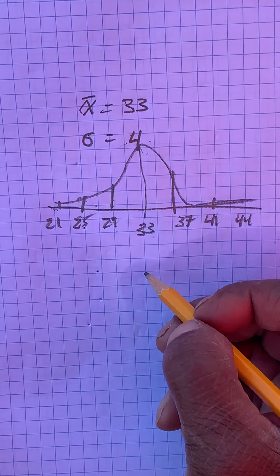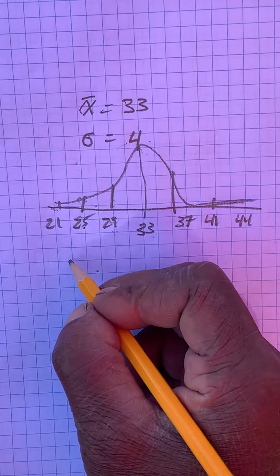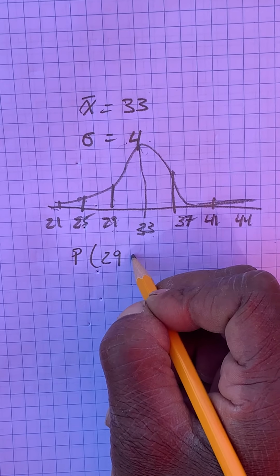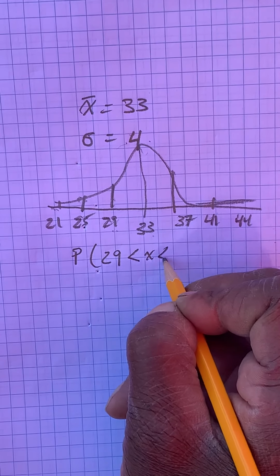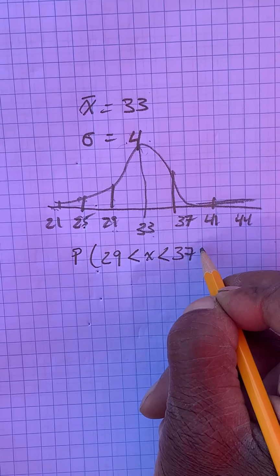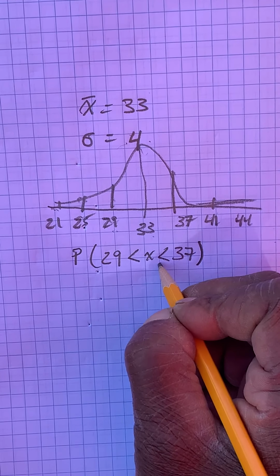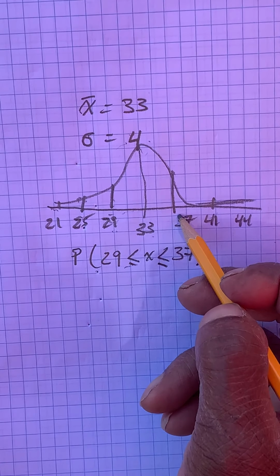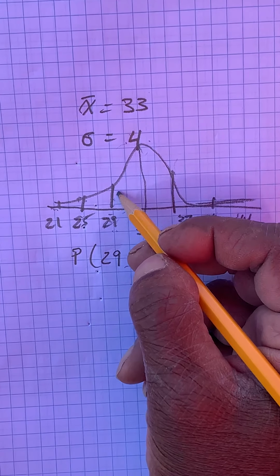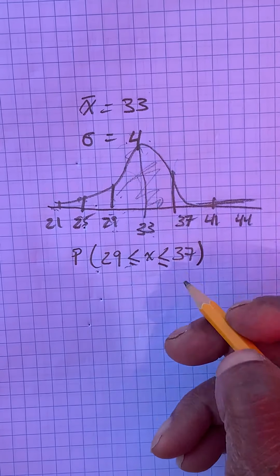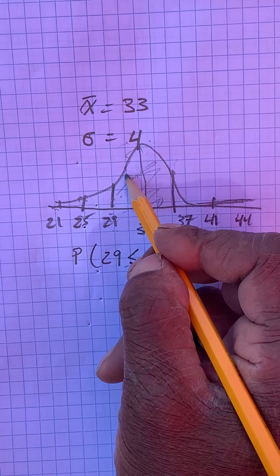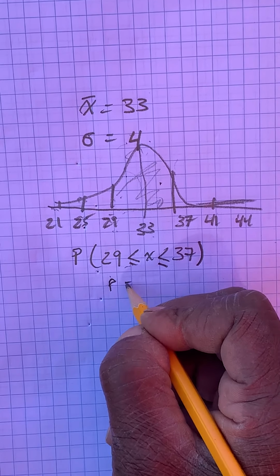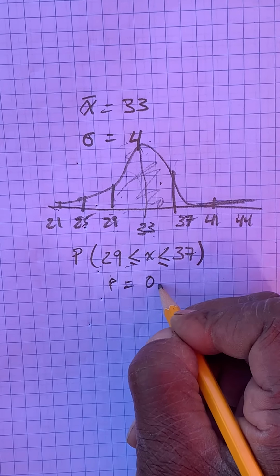Okay, so what's the probability of a number being between 29 and 37? The probability of your value being 29 less than or equal to x less than or equal to 37. Let's make it equal to make it easier, so 29 to 37 inclusive. Well, this is that central part of your distribution curve. So that's 34% here, 34% there, so the probability equals 68%, 0.68.